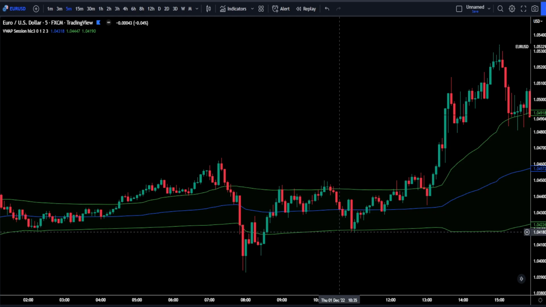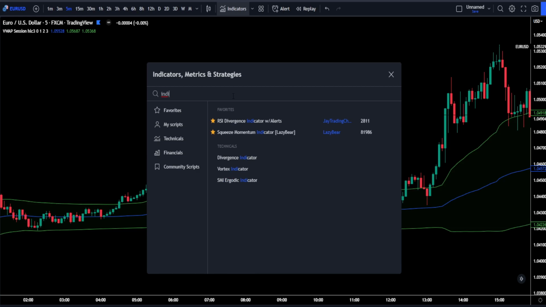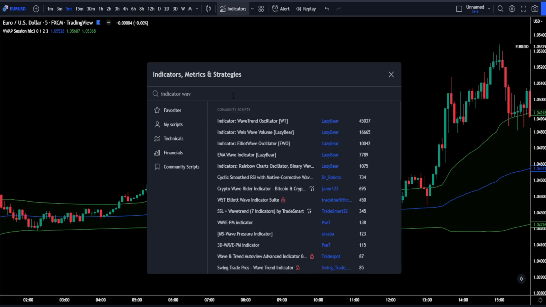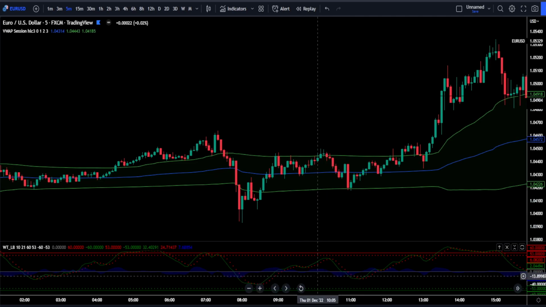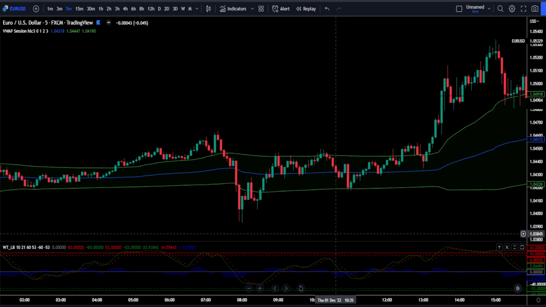This indicator is good on its own, but to get more accurate readings and to make more money while trading, we need to introduce our second indicator. Our second indicator we will be adding to our chart is the wave trend oscillator, but for it we need to type in indicator wave, and it is this one here by Lazy Bear. This will help us to achieve more accurate entries in the financial market and also filter out bad signals.